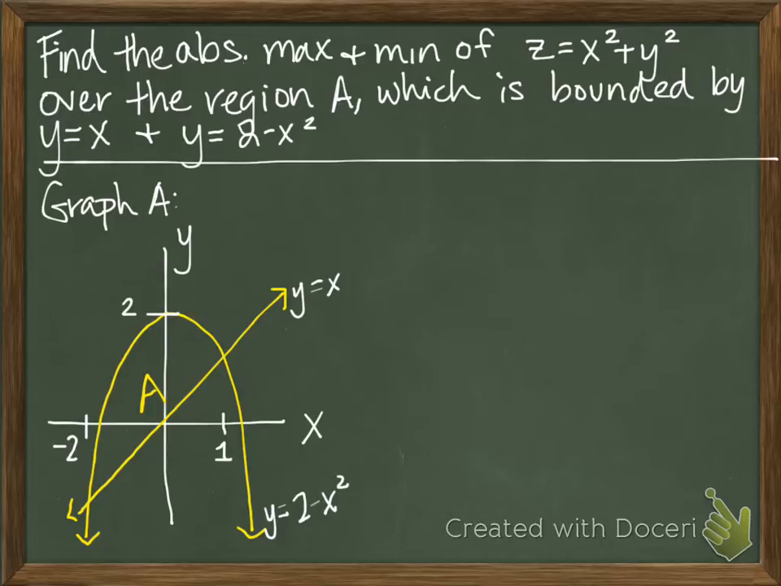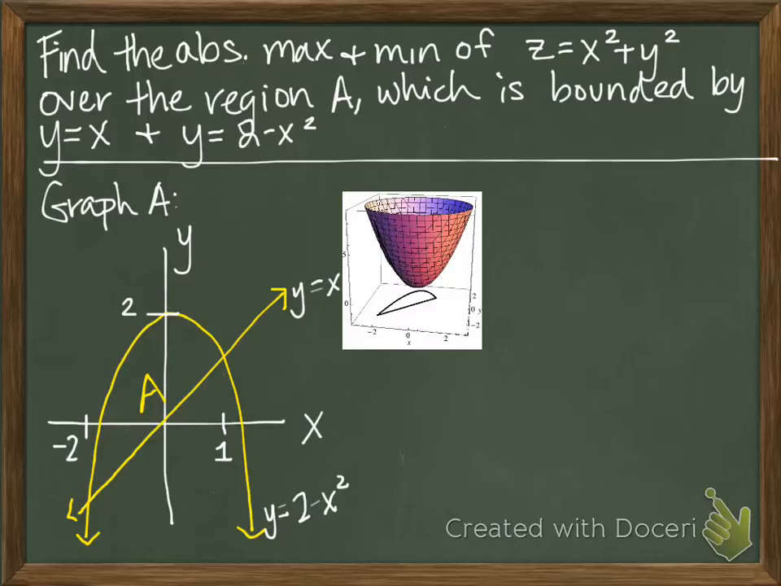So now let's get a visual of what we're actually trying to do in the problem. The function z equals x squared plus y squared is an elliptic paraboloid that opens up. So you can picture that as like a little bowl opening up. And instead of looking over the whole xy plane, we're just going to restrict the domain to be over this region A, including the boundary of A. So here's a visual of what that looks like.